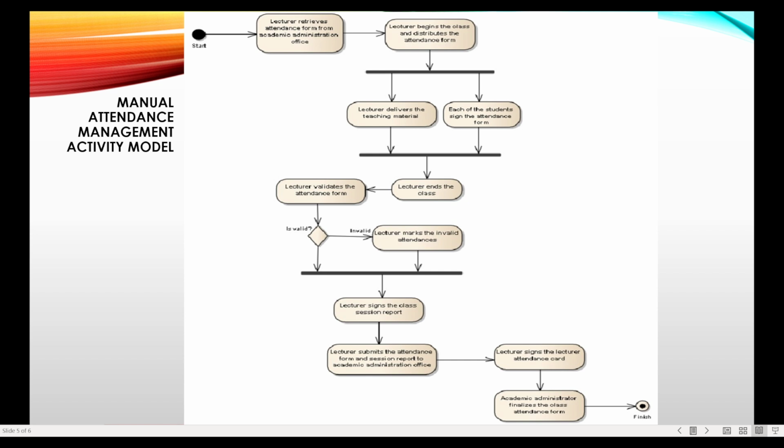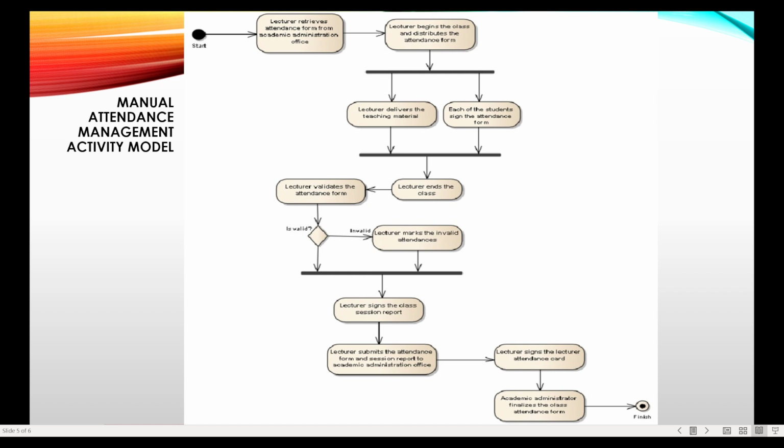So we have a diagram here which is the manual attendance management activity model. We have the flow, which is start. Before the attendance is taken, the lecturer retrieves the attendance form from the academic administration office. So before he comes to class, he goes for the form from the academic registration office, and then the lecturer begins the class and distributes the attendance form. So he has to do all this.